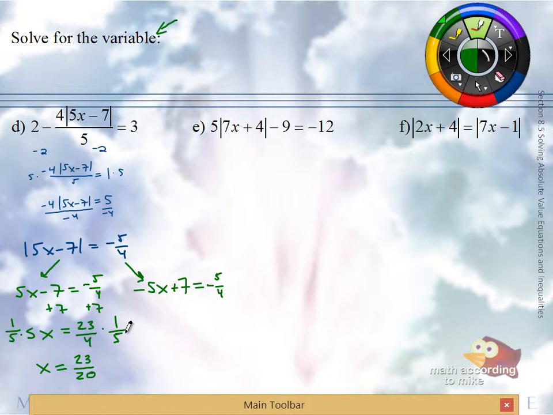For the second one, I'm going to subtract 7 first. If I subtract 7, I get -33/4. Is that right? And then dividing by -5, I get a positive 33/20. Oh, we're not done. What's step 4? Check it. You check it, neither of them work. Final answer, no solution.